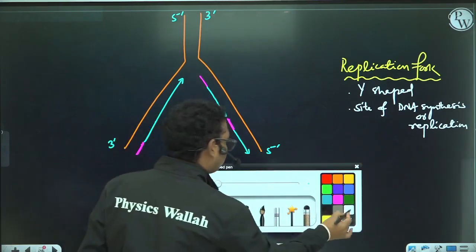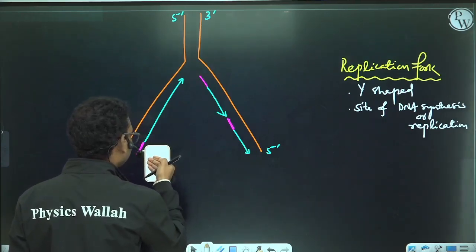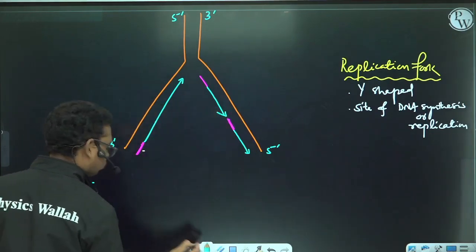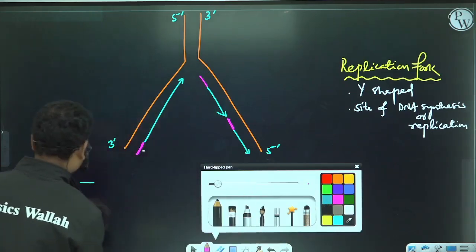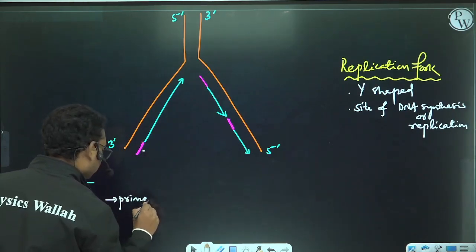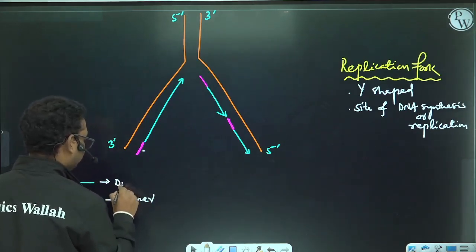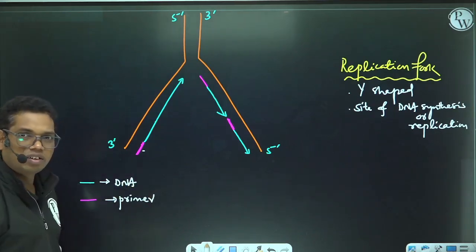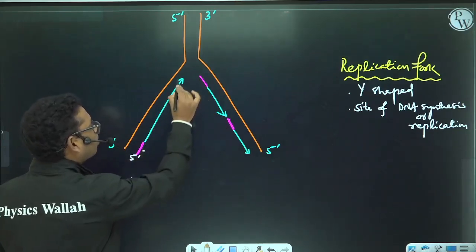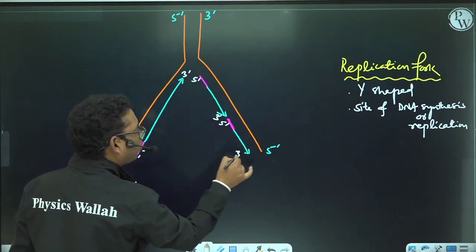So here, these are primers. This one is primer, and this one is DNA. This one is primer, this one primer, this one is also primer. This is 5 prime end, this is 3 prime end, 5 prime end, 3 prime end, 5 prime end, 3 prime end.